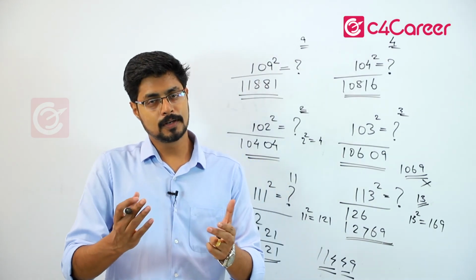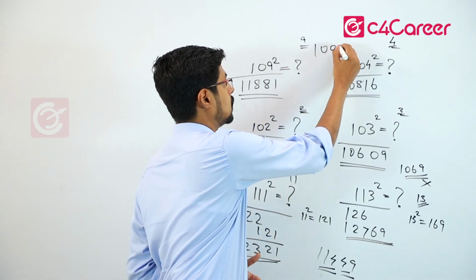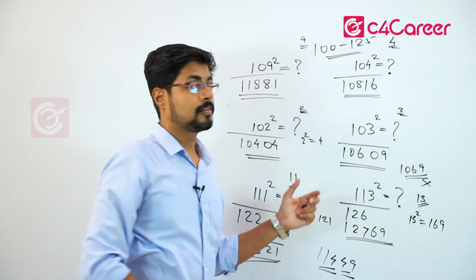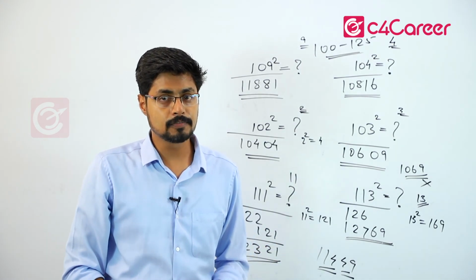So I'm hoping this is clear to you. We'll come back with the next section. So right now we have discussed numbers from 100 to 125. So you can do any squares with this method in the range 100 to 125. We'll come back in the next part with more numbers.